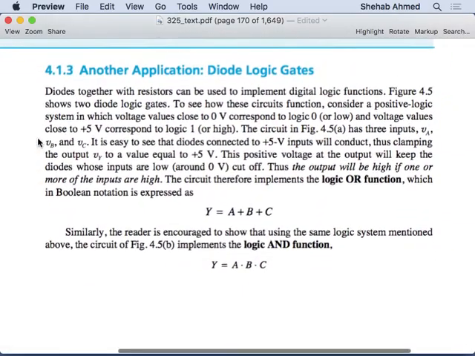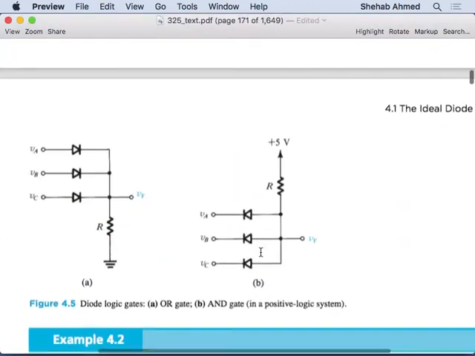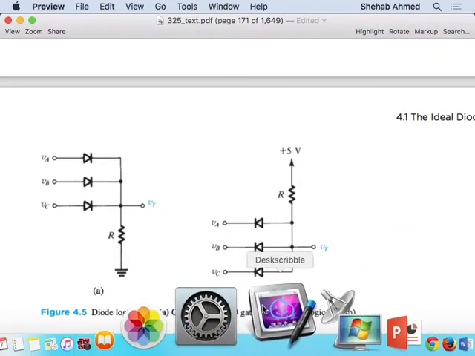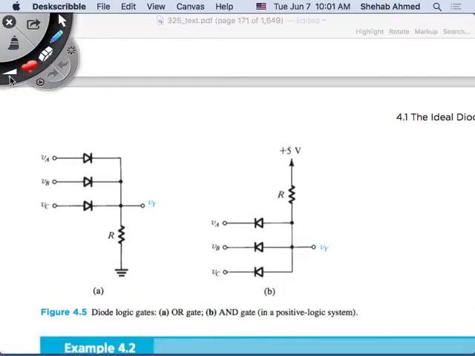So if I want to create an OR circuit or an AND circuit, I will see that I can create that using diodes. How do I do that? So let's look at what we have here. They're saying that one of these is an OR gate and one of these is an AND gate.